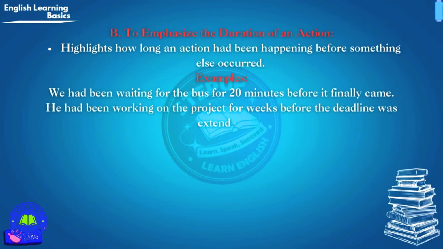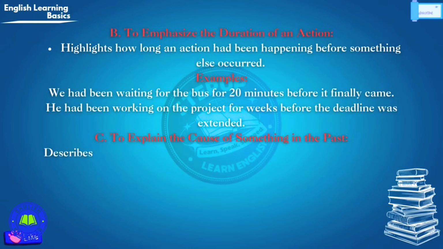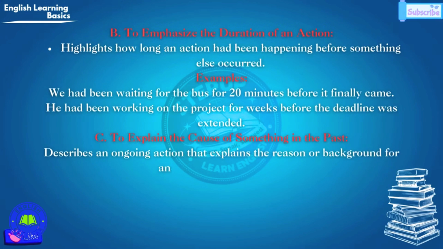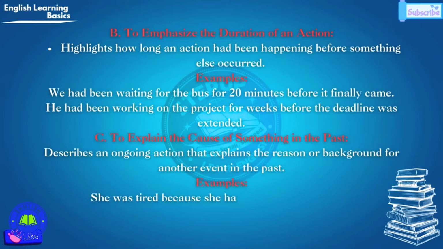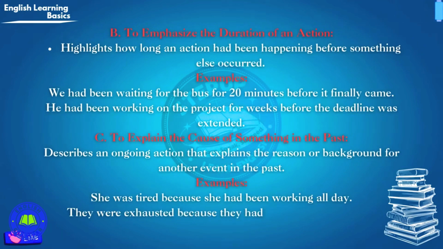C. To explain the cause of something in the past. Describes an ongoing action that explains the reason or background for another event in the past. Examples: She was tired because she had been working all day. They were exhausted because they had been hiking for hours.